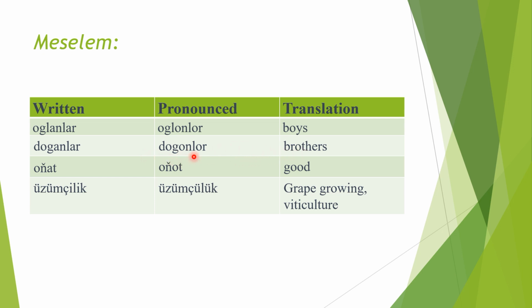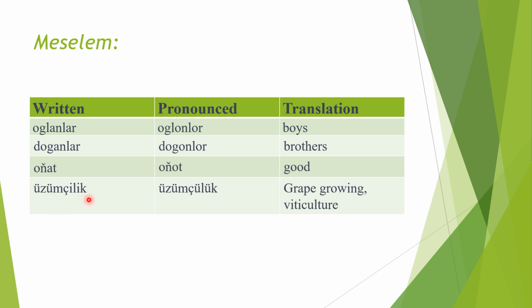Doğanlar. Okay, the next example, ongat. You remember this letter ng? Like in the previous videos I said, it's like ing, ng. So not ongat but ongot. Good.